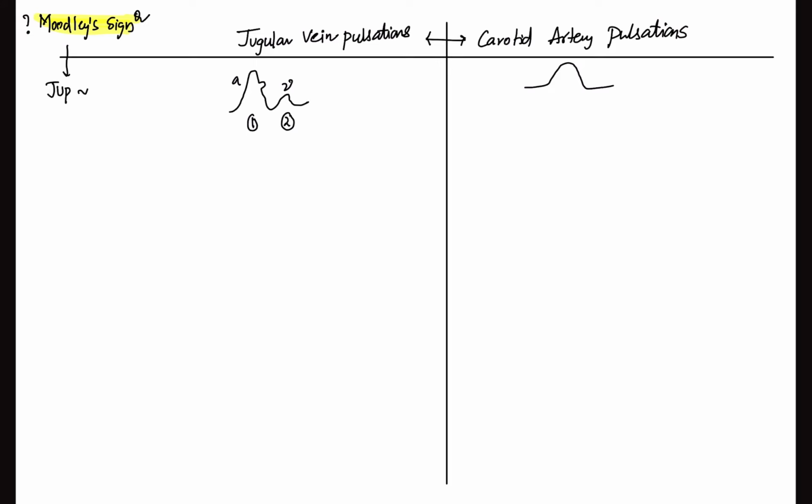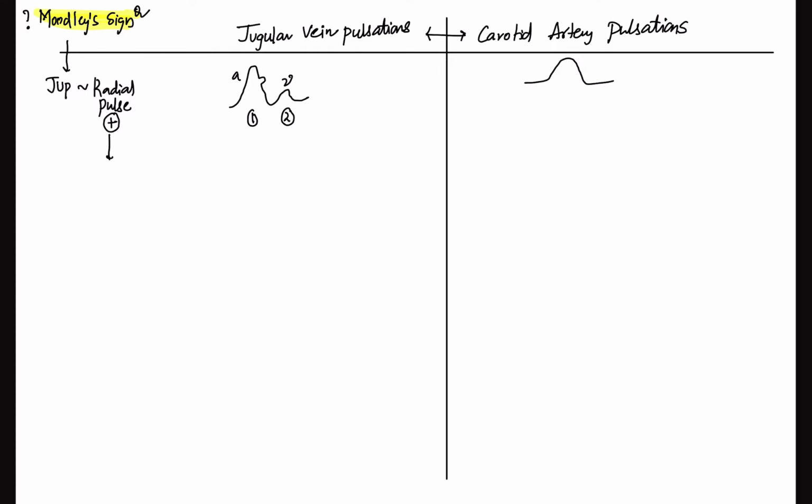To know which wave we are looking at, while examining JVP, at the same time also feel for the radial pulse. Once the radial pulse is felt, the wave which is immediately seen after the radial artery pulsation is the V wave. The V wave is followed again by the A wave. This is the sequence I am talking about, and it is the Moodley sign. So Moodley sign helps you in knowing which waveform you're looking at: the A waveform of JVP or the V waveform of JVP.